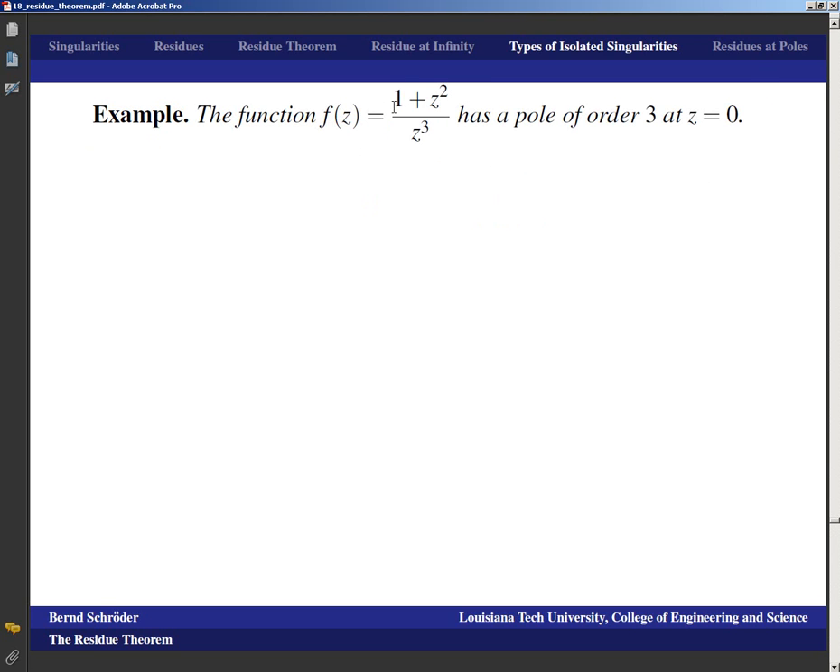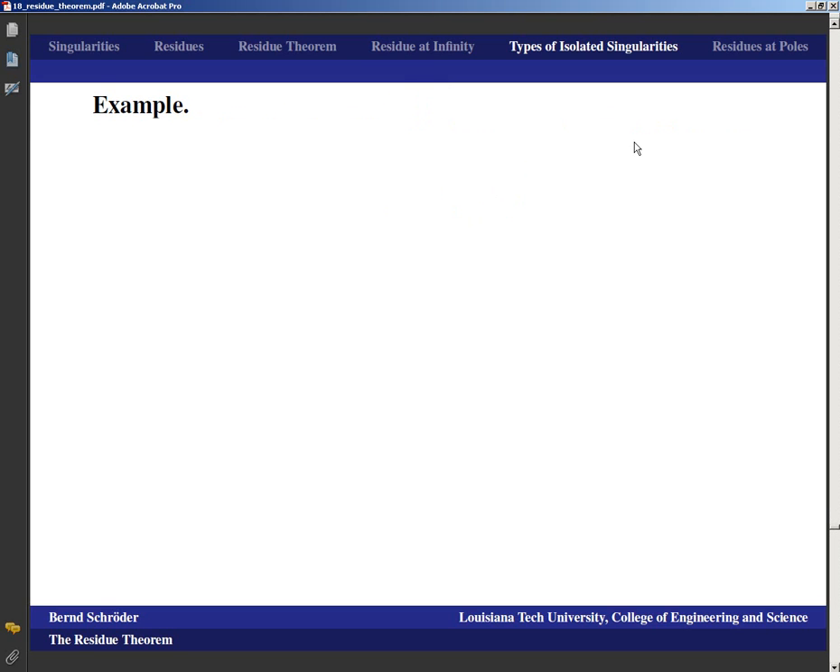The function 1 plus z squared over z cubed has a pole of order 3 at z equals 0. 1 plus z squared over z cubed is of course 1 over z cubed plus 1 over z. So here we have the Laurent expansion, and the pole really is of order 3.